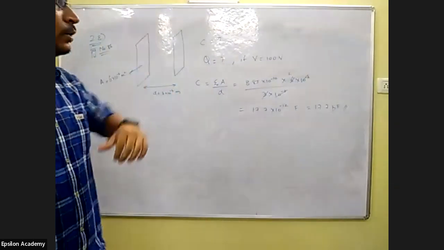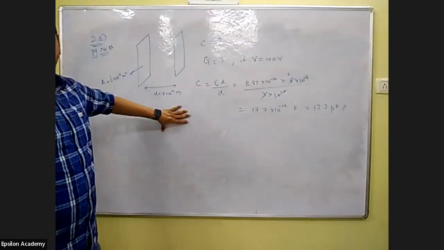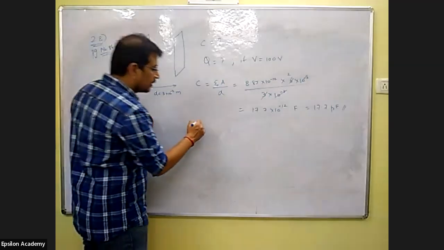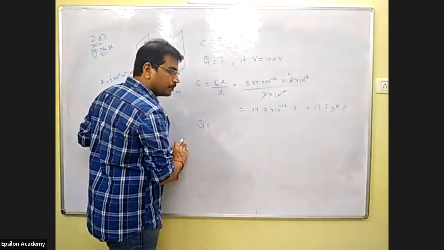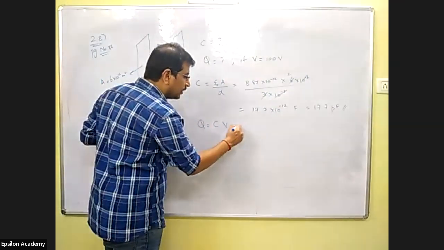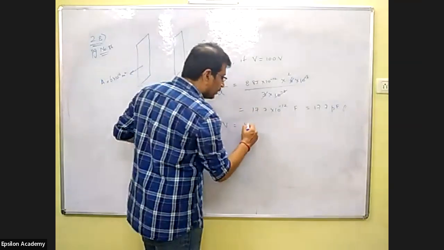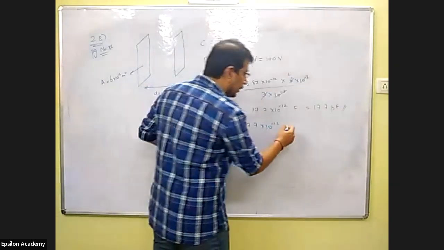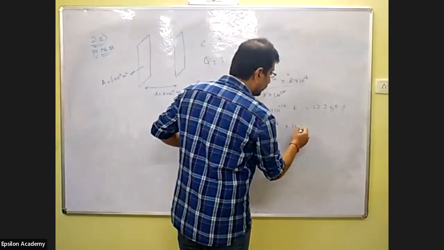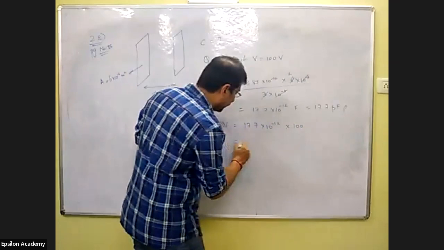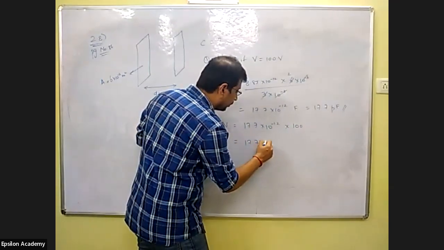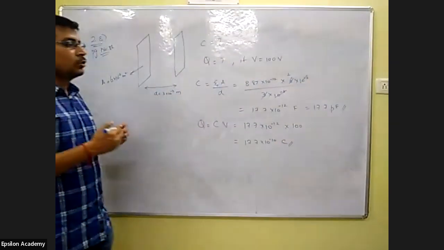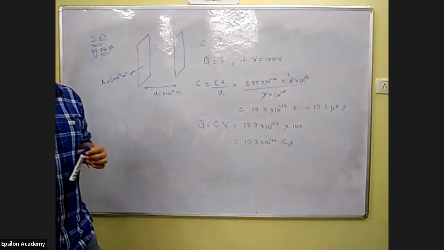So what is the next part of the question? They are asking charge on each plate. So charge on each plate is the charge stored in this capacitor also. So Q is equal to how much? Q is equal to CV, it's already known. 17.7 into 10 power minus 12 into voltage, which is 100, which is going to be 17.7 into 10 power minus 10. So this is the amount of charge that we are going to get. Is it clear?